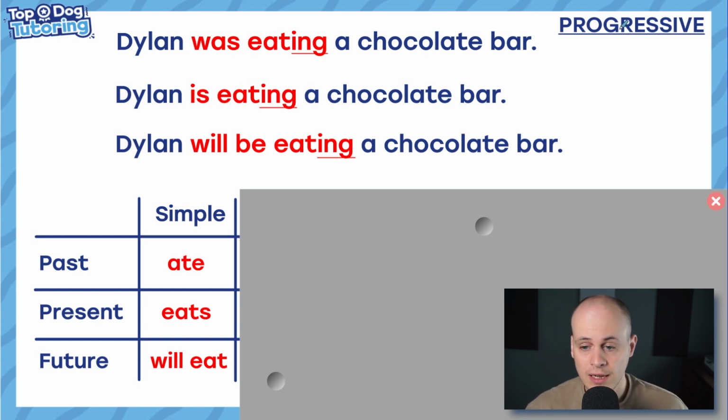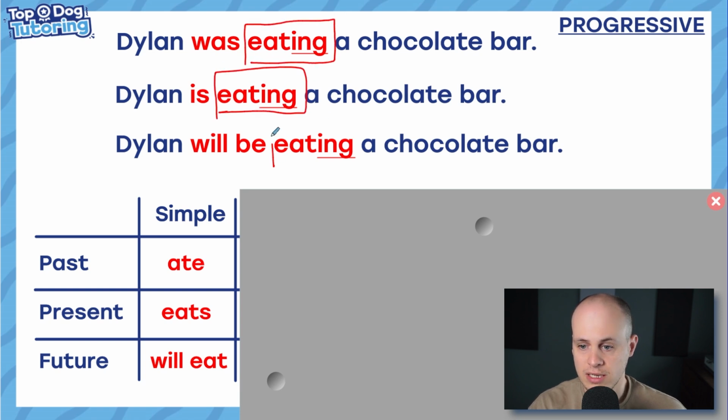It doesn't make sense. So when you're writing in the progressive tense, you often have to use another verb before your main verb to make it make sense. Just think common sense. Things like was, is, and will be. Okay, so the past progressive tense, the present progressive tense, and the future progressive tense all actually use the same main verb.